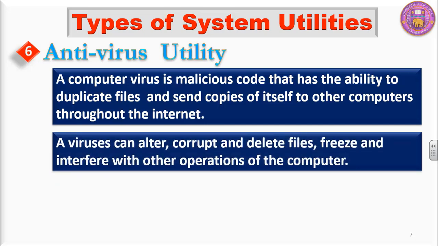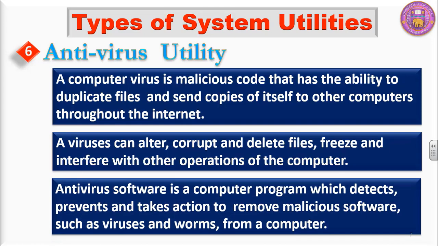A virus can alter, corrupt, and delete files, freeze, and interfere with other operations of the computer. Antivirus software is a computer program which detects, prevents, and takes actions to remove malicious software such as viruses and worms from a computer. For example, in the case of Windows, we have Windows Defender. This is an antivirus utility.